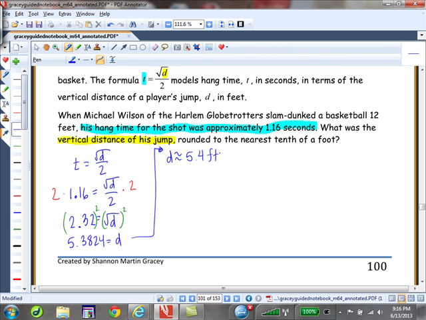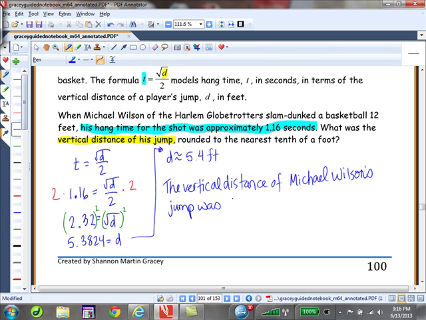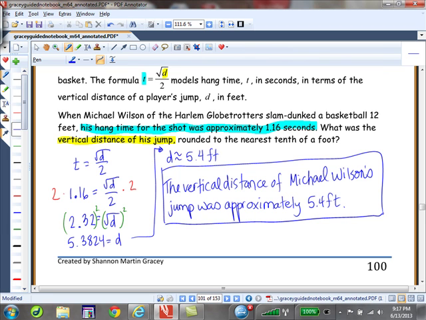And it's nice to put the answer in words. The vertical distance of Michael Wilson's jump was approximately, we should say, because we rounded, 5.4 feet. And we are all done.